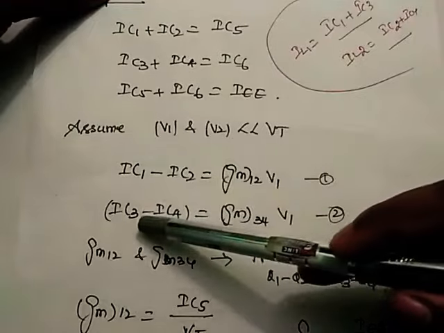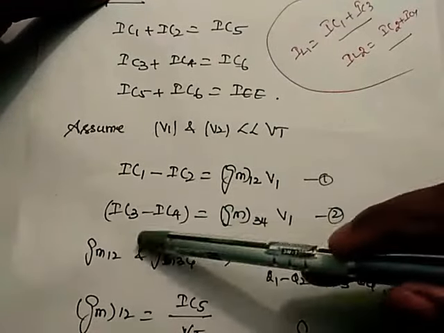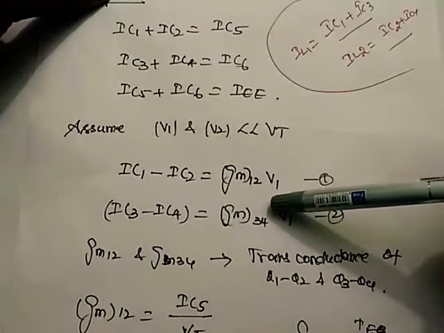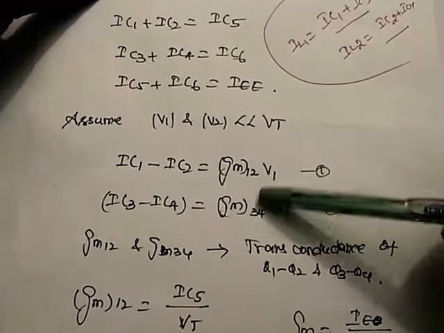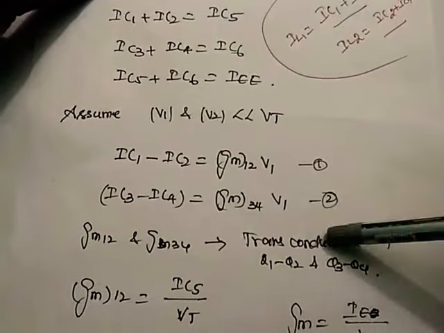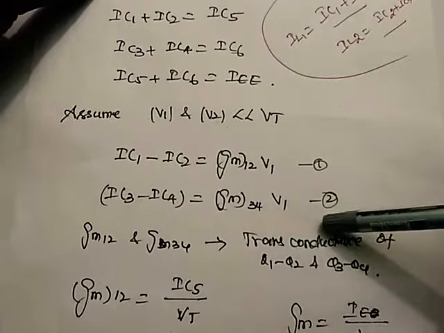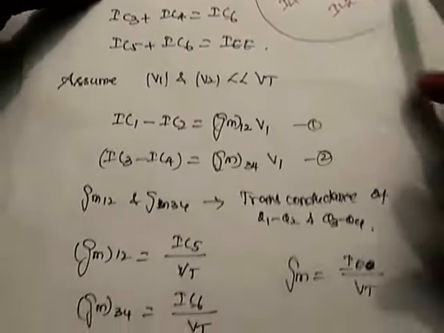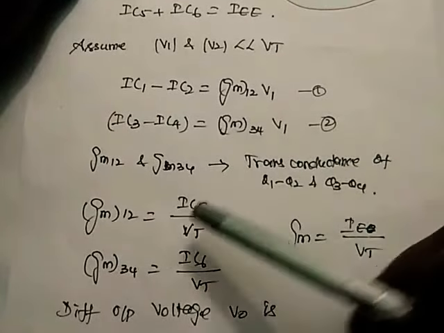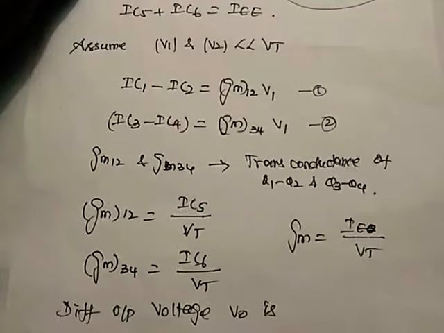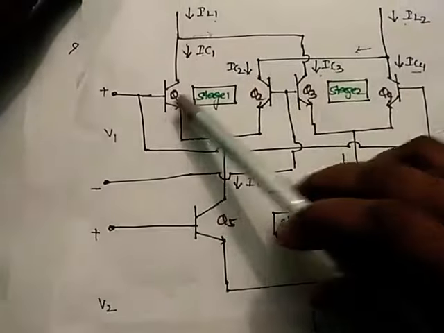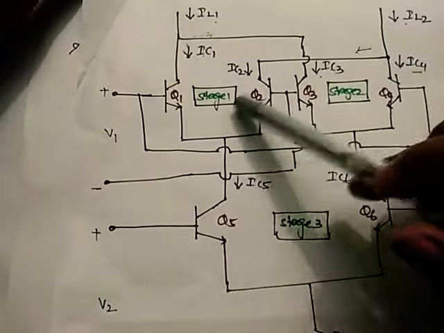In the same way, IC3 minus IC4 can be written as GM34 into V1. Here also the same input voltage V1. GM34 is the transconductance of Q3 and Q4. We already know the general format of GM is nothing but emitter current divided by VT. Here GM12 belongs to transistors Q1 and Q2, which are in stage 1.